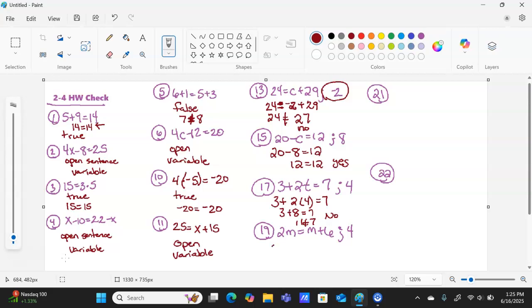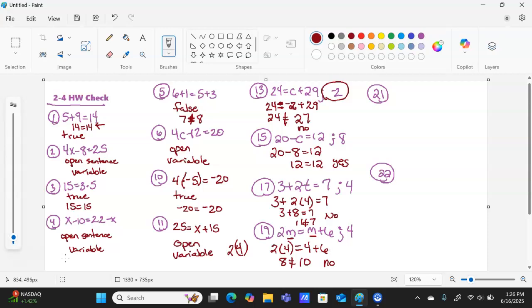So 2m, or 2 times m, and m is going to be 4. And so we're replacing the m in both places with a 4. And we can't just write this because that looks like 24. We have to indicate the multiplication between the two numbers. So we have 8 and 10. Those are not equal, so no, that is not a solution. So to tell whether it's a solution to the equation, you put the number in and see if you end up with a true sentence.